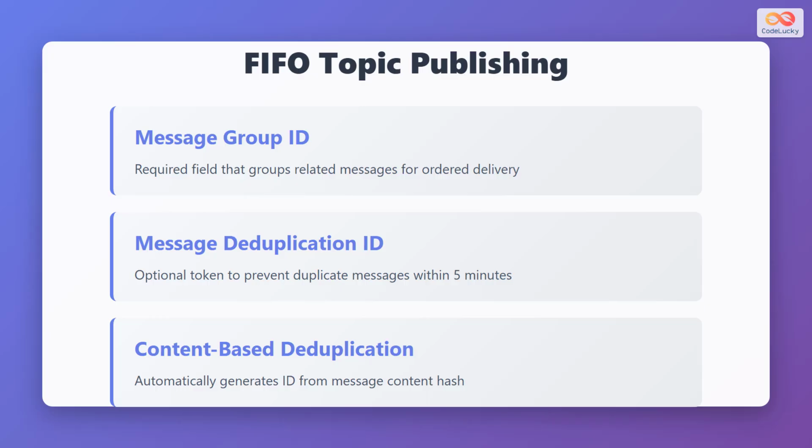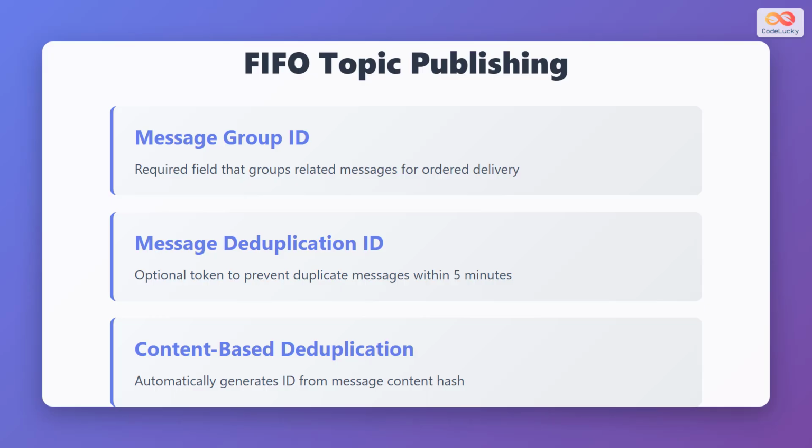Publishing to FIFO topics requires some additional parameters to maintain message ordering and prevent duplicates. The message group ID is a required field that groups related messages together. Messages within the same group are processed in the exact order they were published, ensuring strict sequencing.